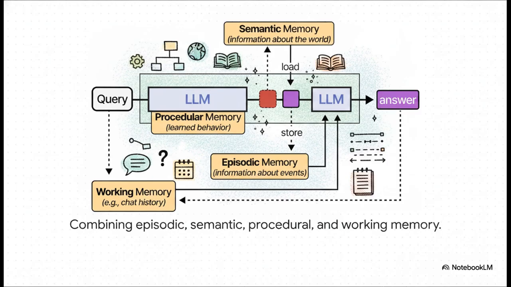Now, what's fascinating is that these 4 distinct memories don't just work in isolation. They function together within a single architecture. Think of it like this. When a query comes in, the LLM uses its procedural memory to literally know how to act. At the same time, it loads world facts from its semantic memory, checks its past actions from episodic memory, and keeps track of whatever you're currently talking about through working memory. It's an entire ecosystem, all working in total harmony.